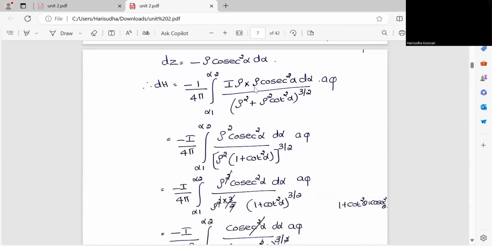Now what I have to do is take I outside because it is the common term. So minus I by 4 pi, integral alpha 1 to alpha 2. How do these limits alpha 1 to alpha 2 come? Because the finite length angles will be alpha 1 and alpha 2, so I've taken those as the limits.